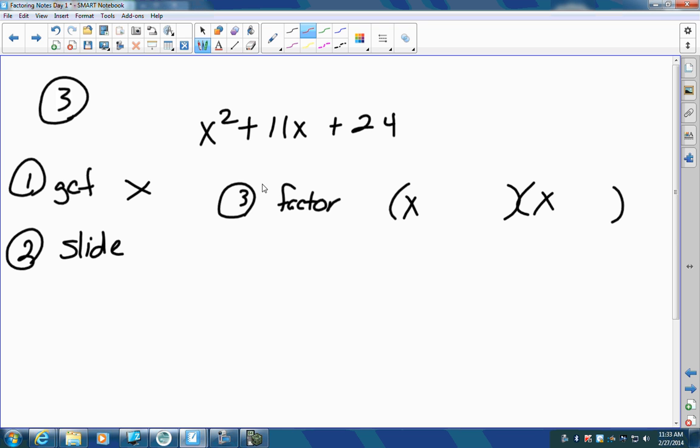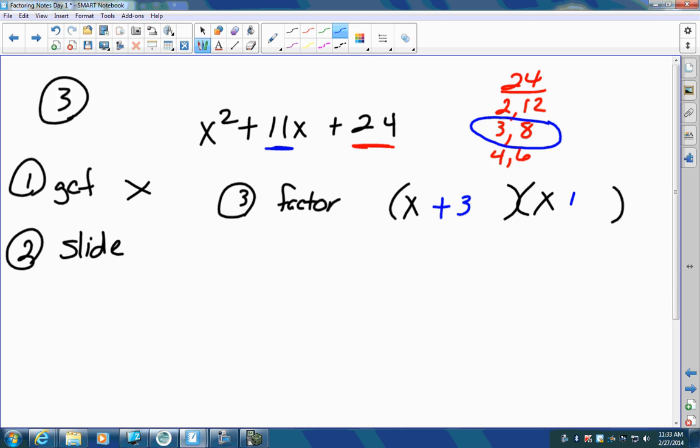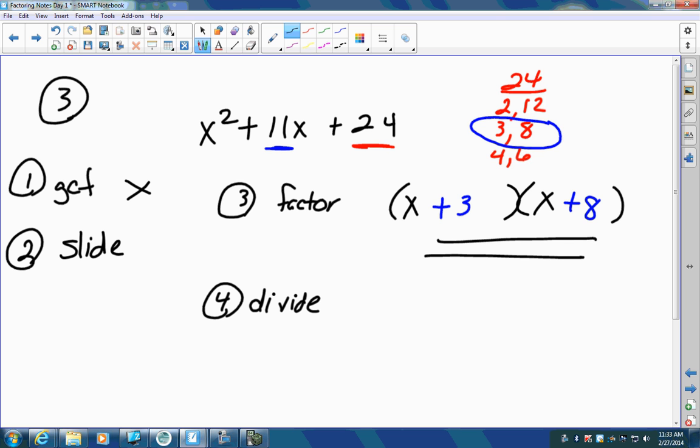Now I need the factors of 24. Remember, you can put them in the calculator or you go through, you have 2 and 12, 3 and 8, 4 and 6. Do I need to go any farther? What do my factors need to equal? They need to equal 11. 3 plus 8 is 11. So I have plus 3 and plus 8. Do I need to divide? I do not need to divide because I didn't slide. This is my answer right there.